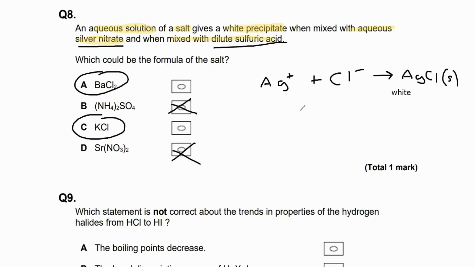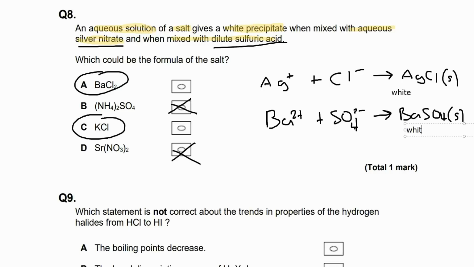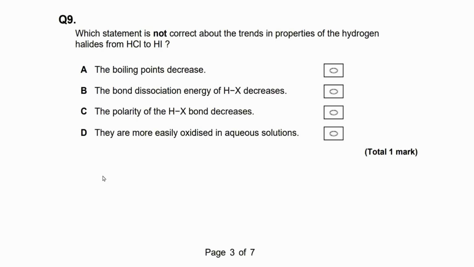Now, it also tells us that when we mix with sulfuric acid, we get a white precipitate. And you know the test for sulfate ions that you find in sulfuric acid is the barium chloride test. So if you have barium, you get barium plus sulfate ions makes a white insoluble precipitate of barium sulfate. Remember, we use barium sulfate in medical imaging. And so our answer here is A.